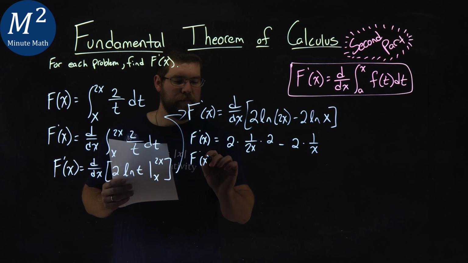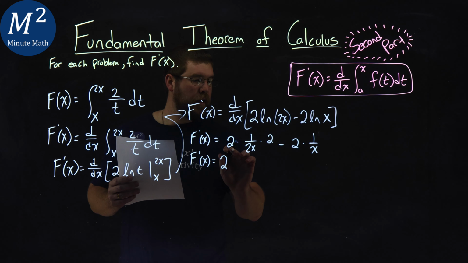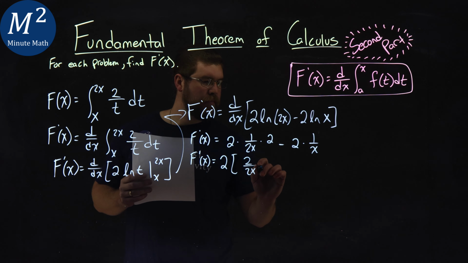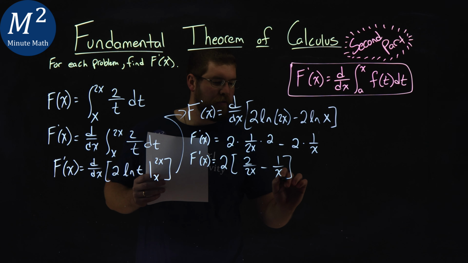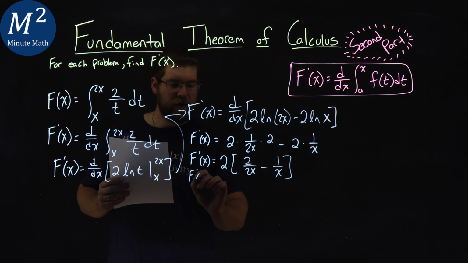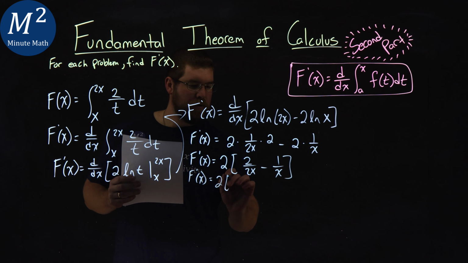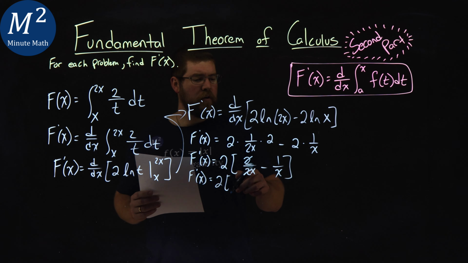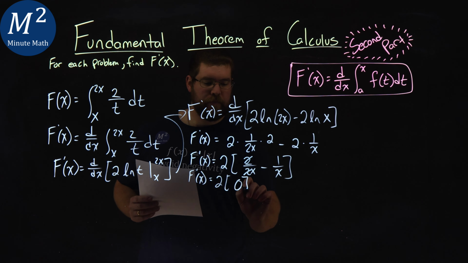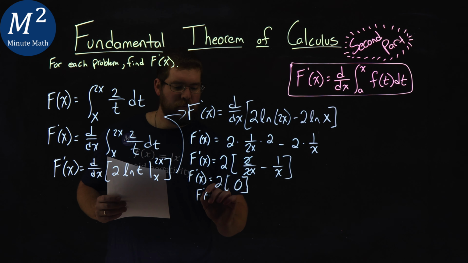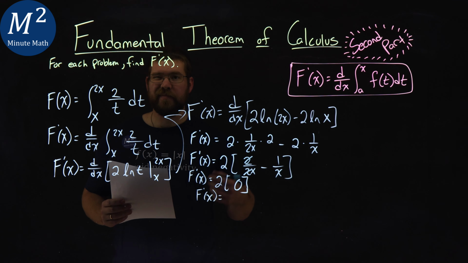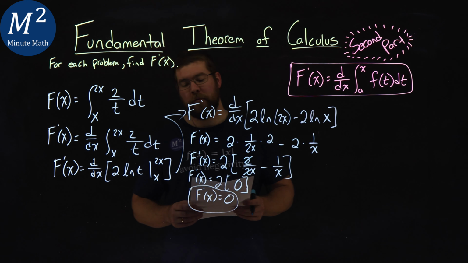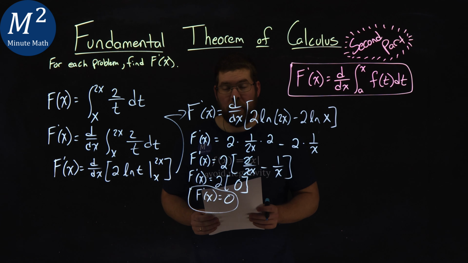So we have f prime of x is 2, pulling out this 2 and this 2, multiplied by 2 over 2x minus 1 over x that's left over. Keep going: f prime of x is 2 times, well, 2 over 2x cancels out to be 1 over x, and 1 over x minus 1 over x is 0. Now it's a little easier to see. F prime of x is equal to 2 times 0, which is 0. And there we have it. After all of that, our capital F prime of x is equal to 0.